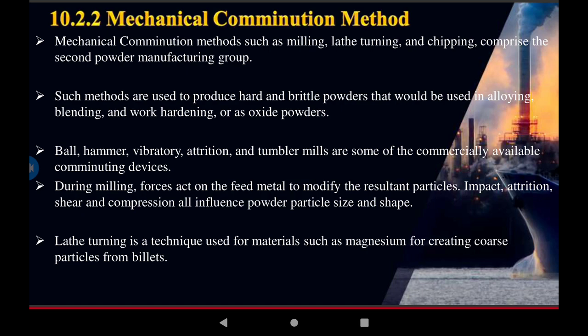Lathe turning is a technique used for materials, creating particles from billets, and is required in the application for metal particles. This is the composition of other elements, adding elements in ferrous and non-ferrous metals, and the powder.